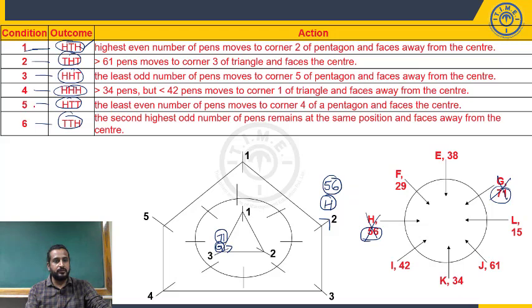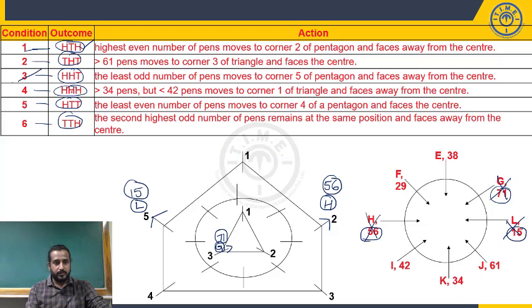Now what is the third outcome? Head, head, tail. And what is the condition number 3? Least odd number of pens. Who has the least odd number of pens? 15. This will be the least odd number. Moves to corner 5 of the pentagon. So L will come here and L has 15 and faces away from the center. L is also removed because L shifted his position.